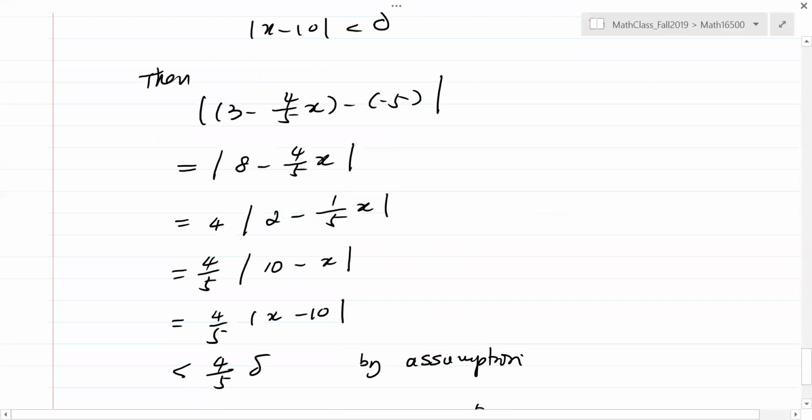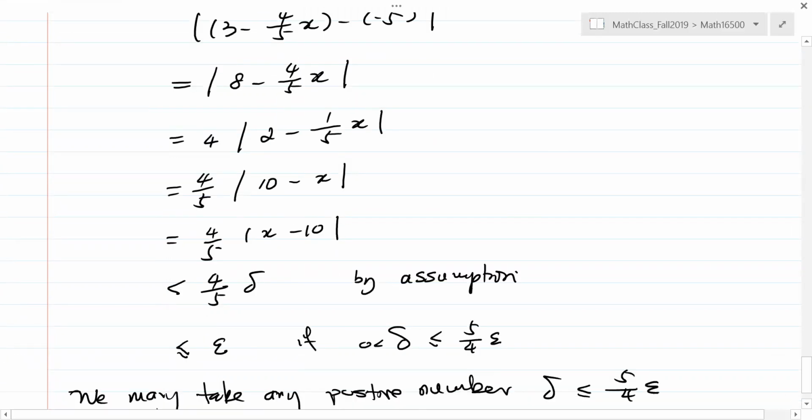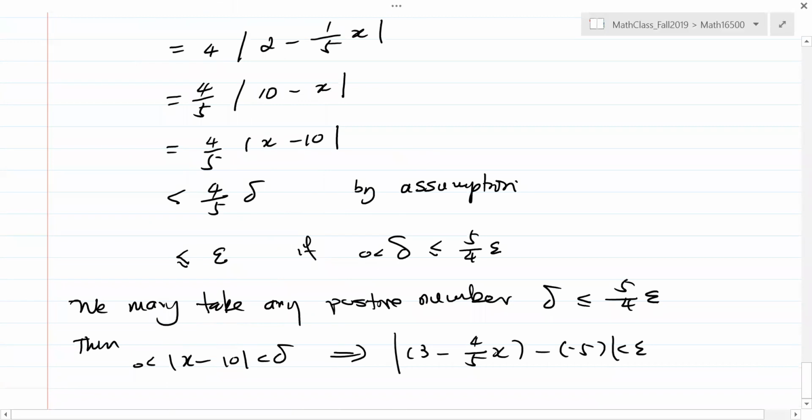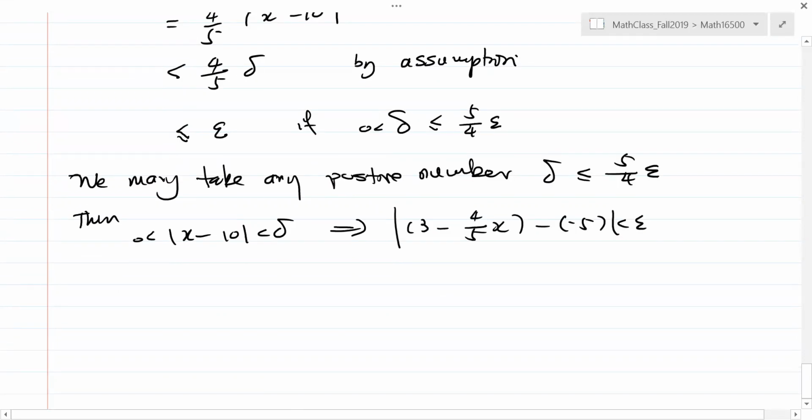So after simplifying, I got 5 over 4 times absolute value x minus 10. But under the assumption, this should be less than delta. Great, so now you get something with nothing to do with x. I want to make sure this is less than epsilon. Then if you carefully choose a delta, that is guaranteed. So then you say we may take any positive number delta which is less than or equal to 5 over 4 epsilon, then that works. That means |x minus 10| less than delta implies the other one. All right.